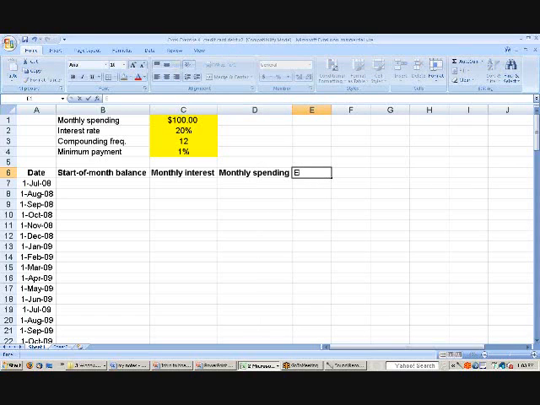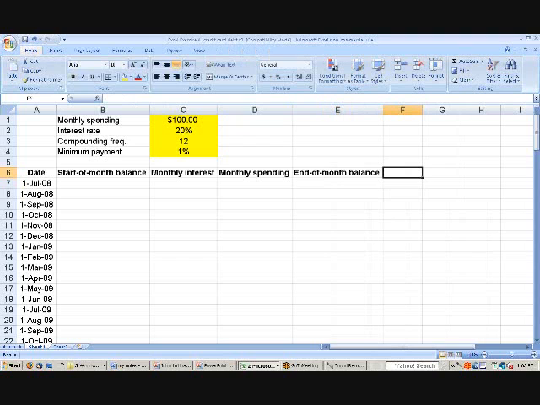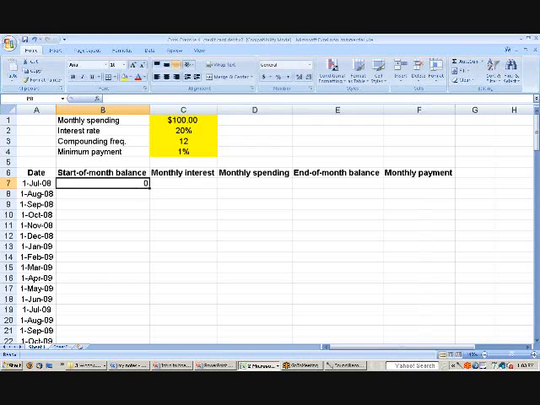And then that's going to lead us to our end of month balance. And then finally, at the end of every month, we're going to make a small payment. So again, for starters, our start of month balance is 0, so we haven't spent any money yet, and that's an input.